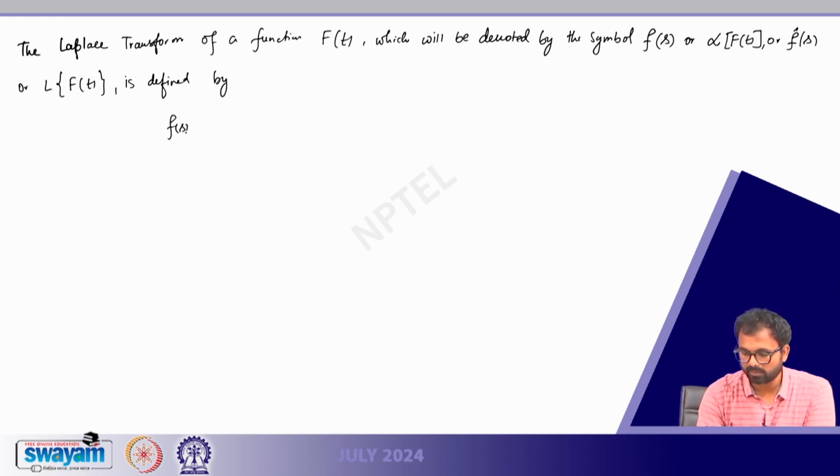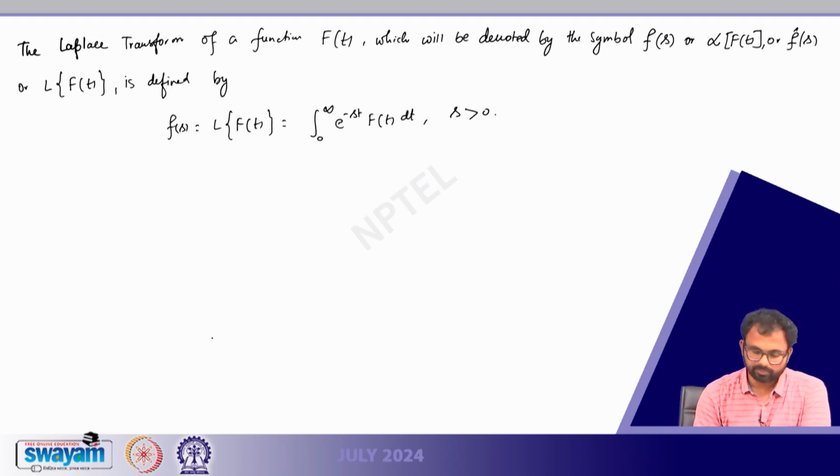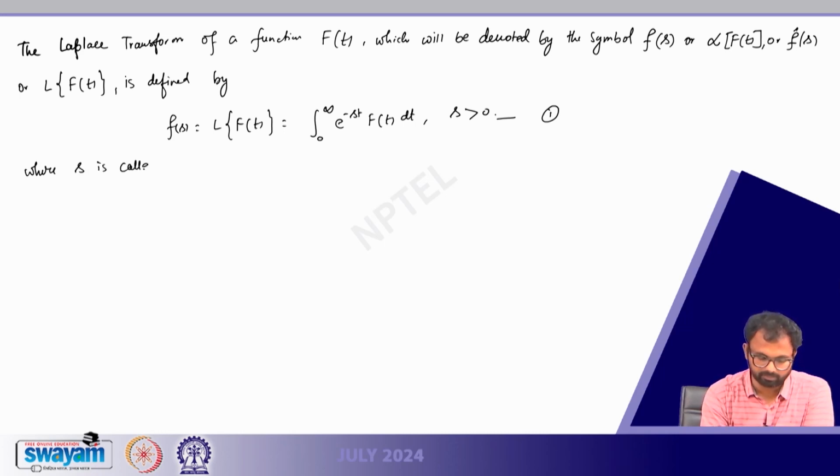f(s), which is L of f(t), as the integral from 0 to infinity of e to the power minus st f(t) dt, where s is greater than 0. Let us call this equation number 1, where s is called the transform parameter.